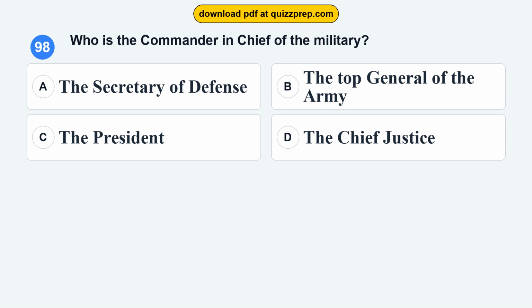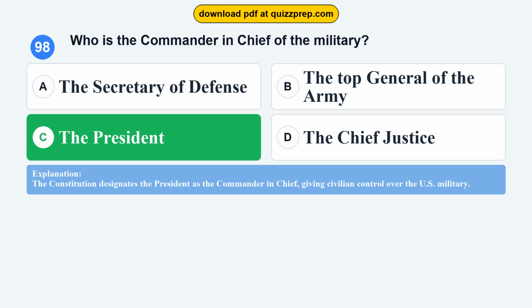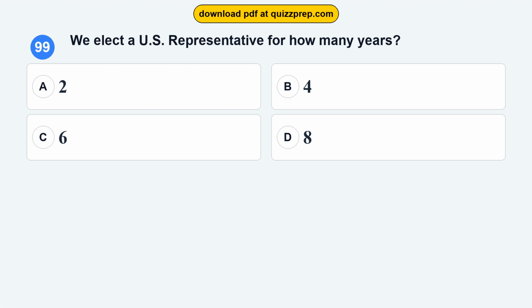Question 98. Who is the Commander-in-Chief of the military? Option A, the Secretary of Defense. Option B, the Top General of the Army. Option C, the President. Option D, the Chief Justice. The correct answer is option C, the President. The Constitution designates the President as the Commander-in-Chief, giving civilian control over the U.S. military.